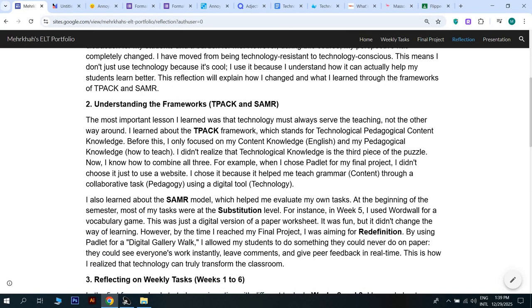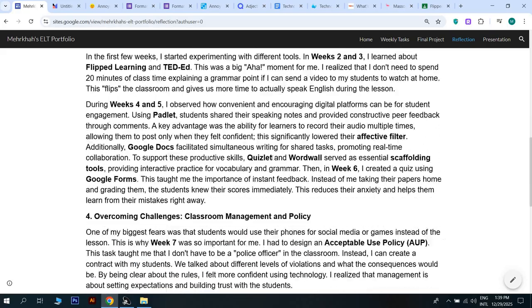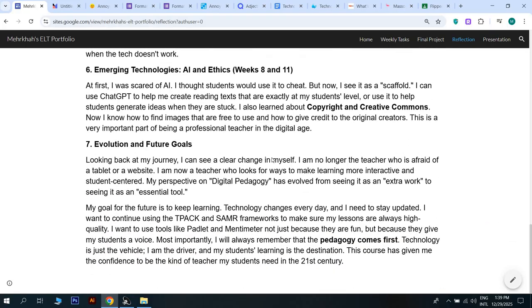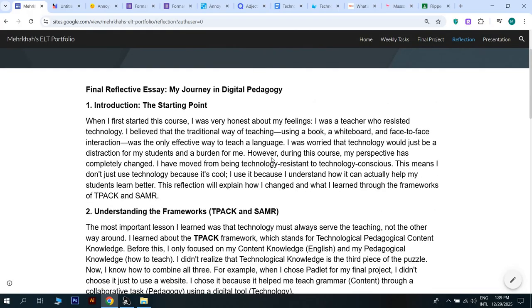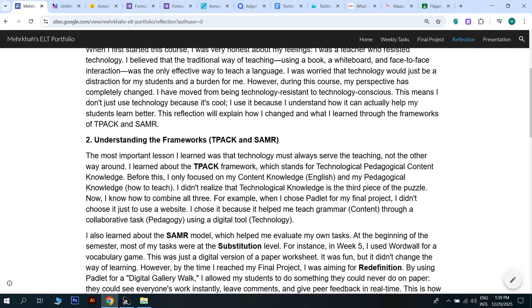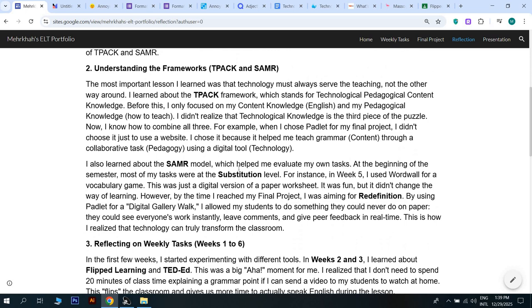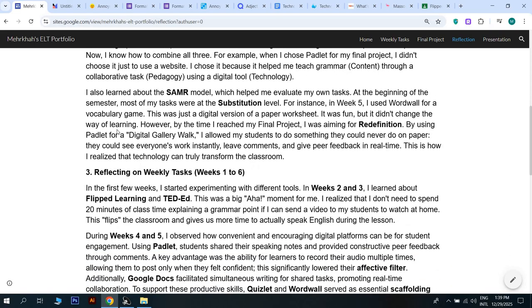It was about 1,000 words of self-reflection on our journey. I don't want to bother you with reading all the parts, but the introduction is the starting point. As I mentioned, I was not very optimistic about technology, but then I learned about TPACK and SAMR, and I learned that, wow, it's much more than I thought, and it was like an aha moment for me, especially around the flipped class session.